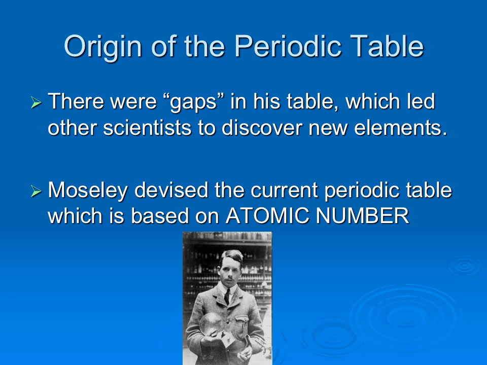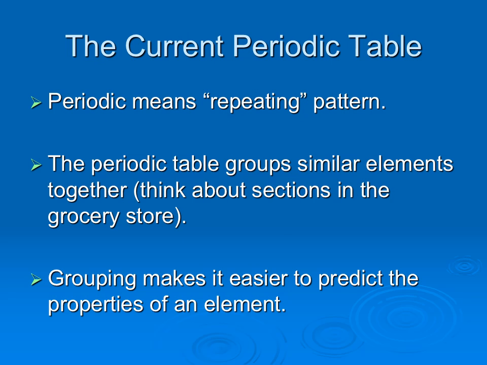There were gaps in his table which led other scientists to discover new elements. Moseley devised the current periodic table, which is based on atomic number. So remember, atomic number is like an atom's thumbprint. No two atoms have the same atomic number. So that means no two atoms have the same number of protons either.